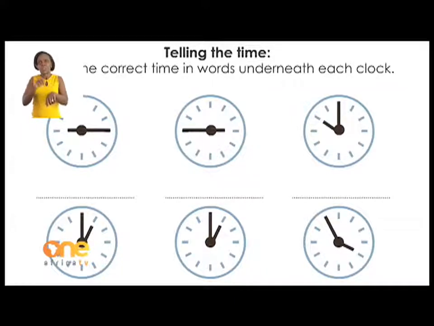Remember, half past is on the 6, the long hand. O'clock is on the 12, the long hand. Quarter past is on the 3. And quarter to is on the 9. That is wonderful. Okay. Now, what should you do?